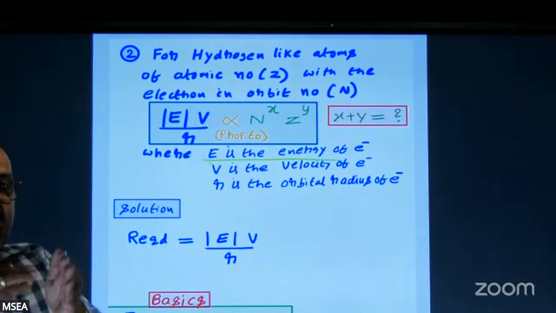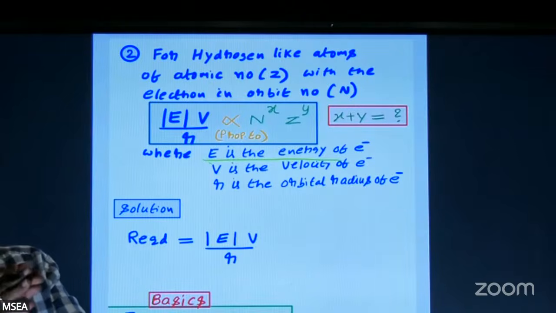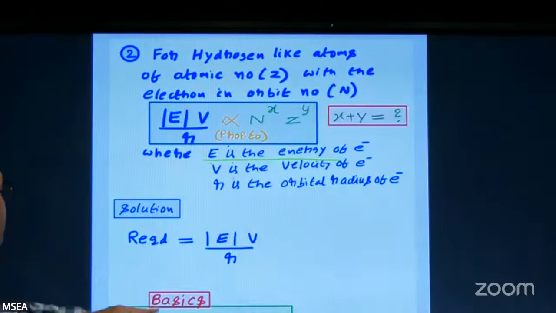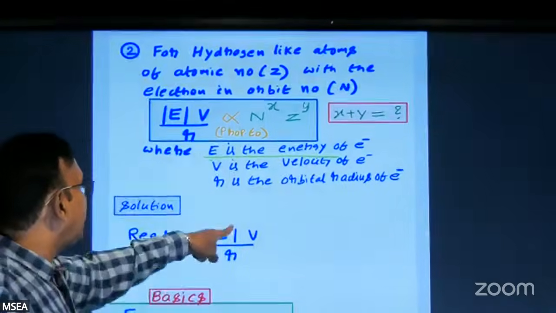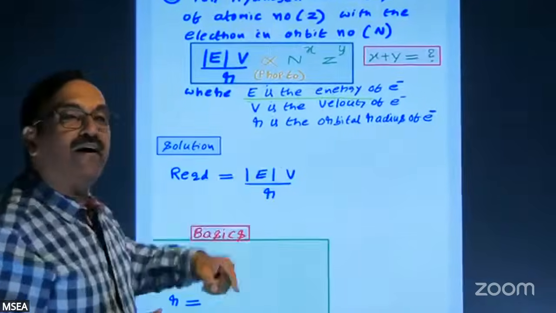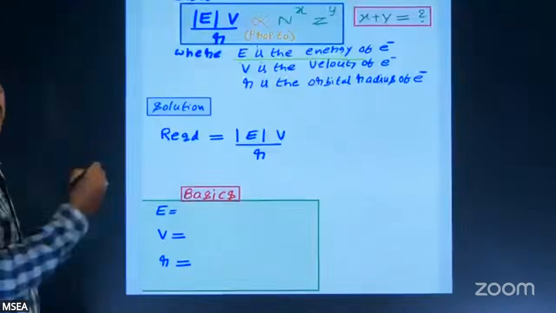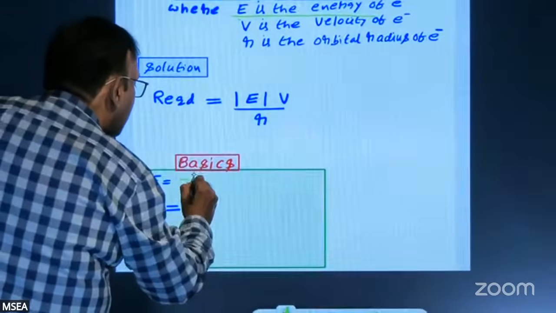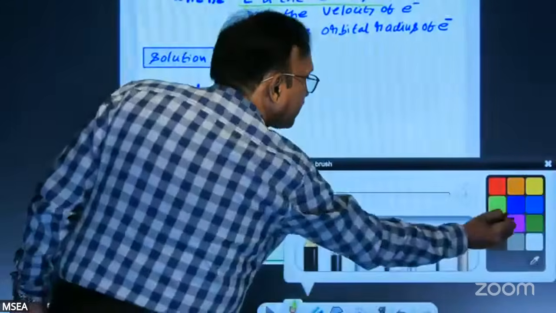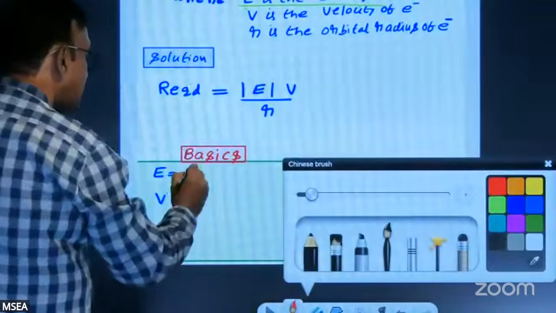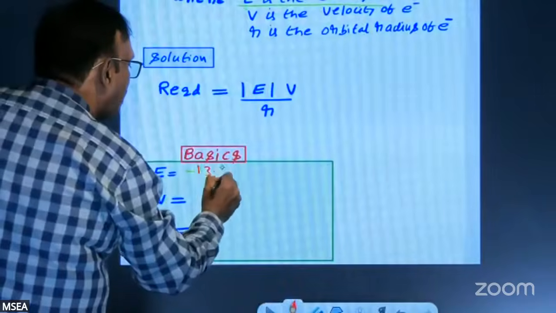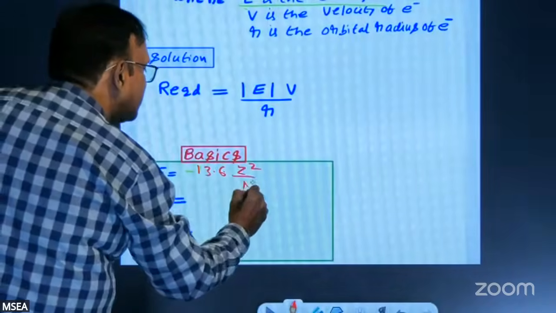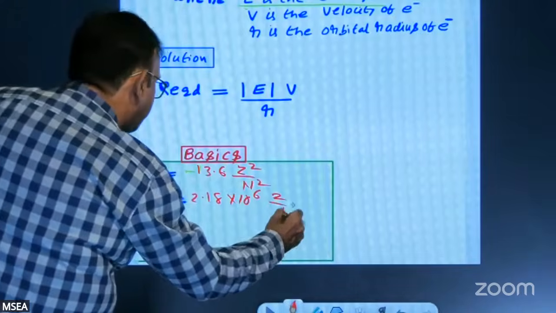In a slightly difficult paper, such a question is definitely expected. What is required here is the mod of the energy of the electron into velocity by r. First of all, what are the basics required? What is the formula for the energy of the electron? Everyone knows that the energy of the electron comes out to be minus 13.6 into z square by n square.